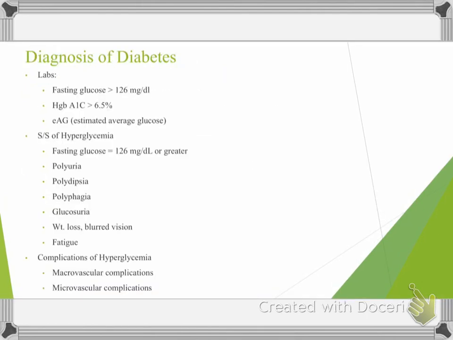A diagnosis of diabetes is generally with labs. The fasting glucose will be greater than 126 milligrams per deciliter according to the 2015 ADA recommendations. Your fasting glucose should be between 70 and 130. Your hemoglobin A1C will be greater than 6.5%. According to the ADA, it should be less than 7%.